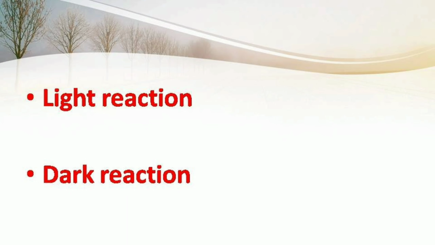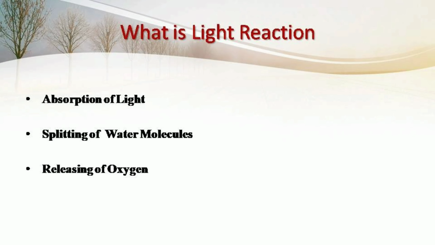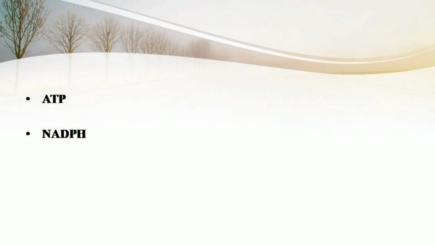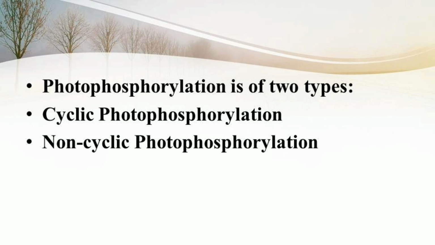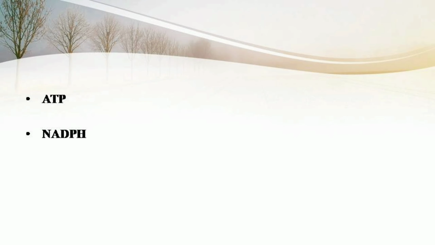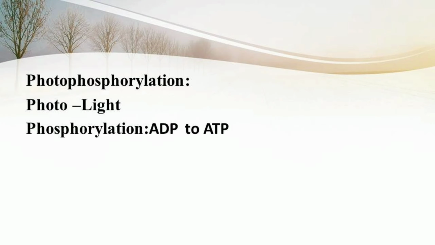So far we are discussing the light reaction. The light reaction includes absorption of light, splitting of water, release of oxygen, and ATP and NADPH are also formed. So we are discussing all these. Now in cyclic and non-cyclic photophosphorylation, we are going to see how ATP and NADPH are formed in this topic. First of all, let's learn what photophosphorylation is.